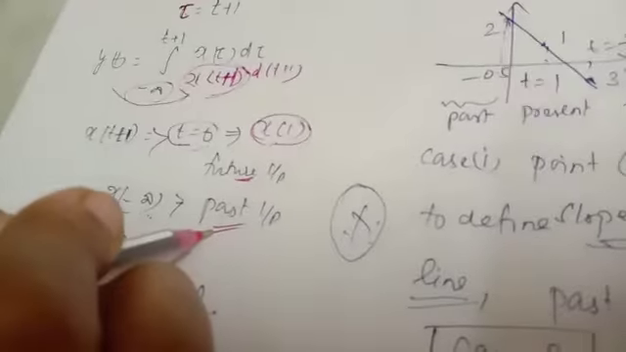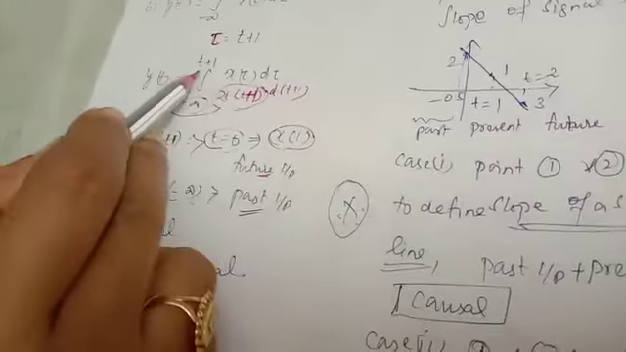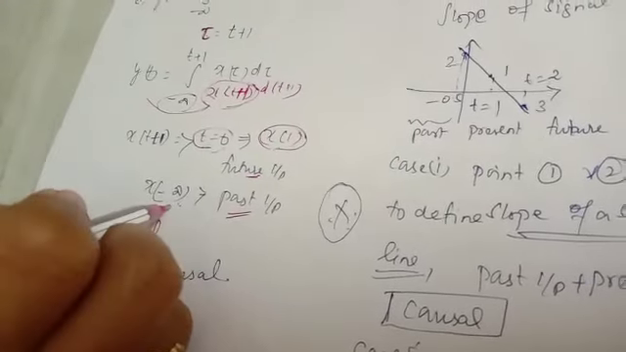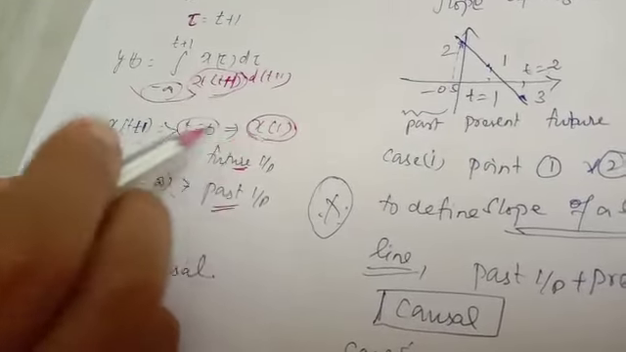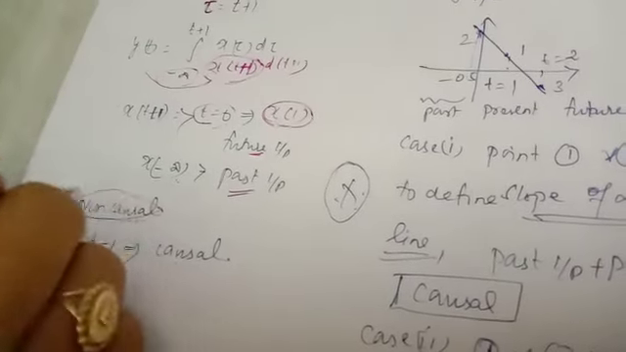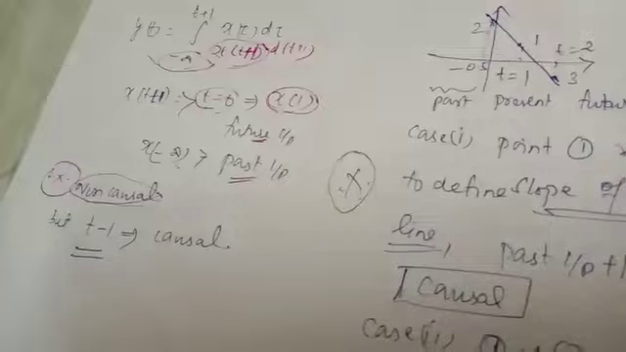x of t plus 1 is the term we get when replacing tau by t plus 1. The output y of 0, at t equal to 0, will depend upon the value of x of 1. Towards minus infinity it depends on the past input, but the given system with t plus 1 depends on the future value of input. So the system is said to be non-causal.